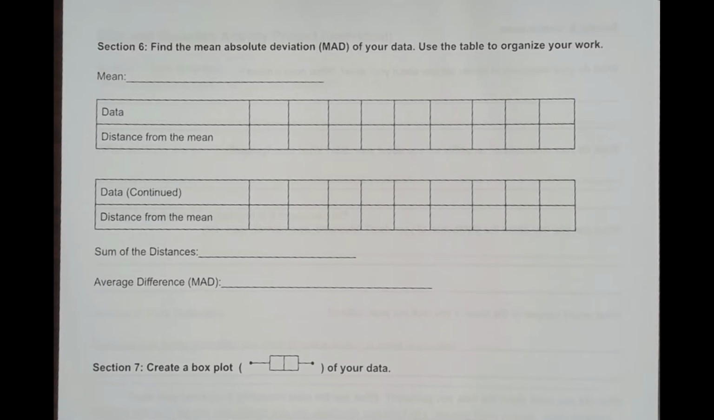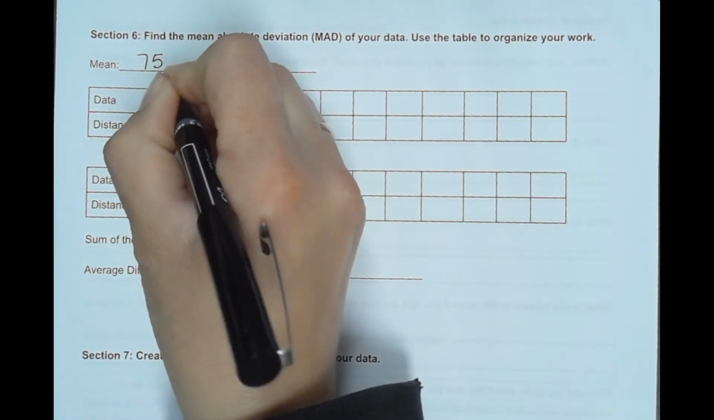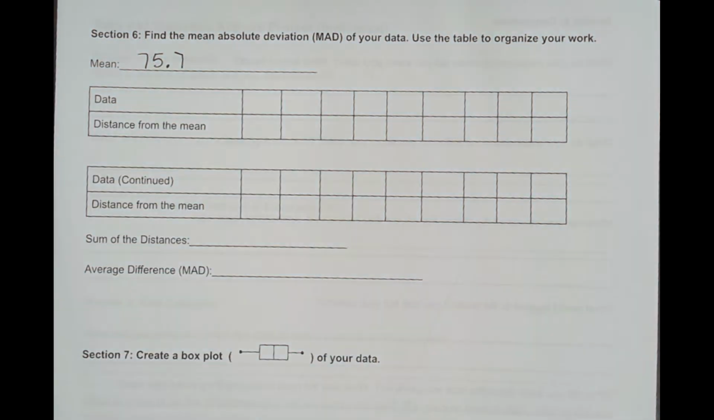So we have already found the mean, the median, and the mode. We are now talking about the mean absolute deviation. So you're going to look back at the last page that you had. You already found the mean. In our case, it was 75.7. So that was our average. Now we're finding the mean absolute deviation, which is another measure of variability.